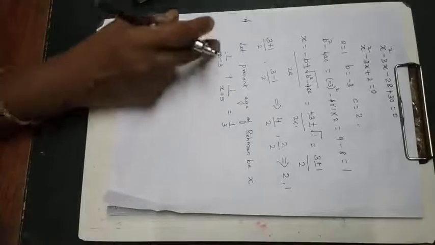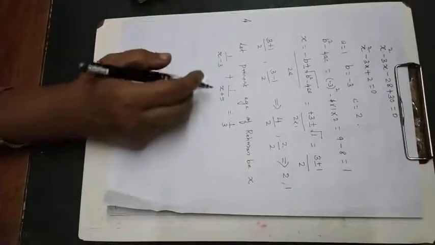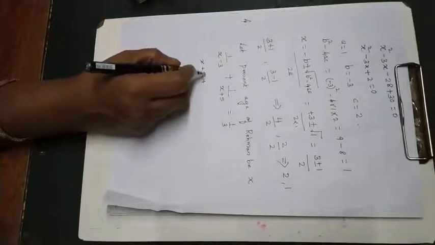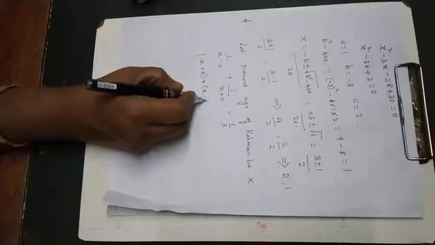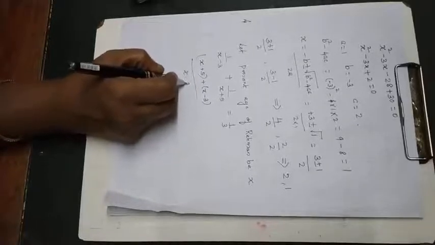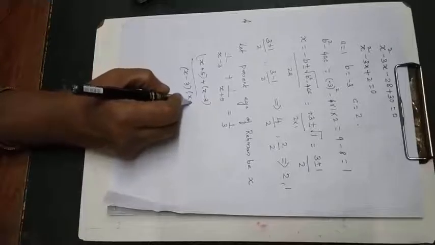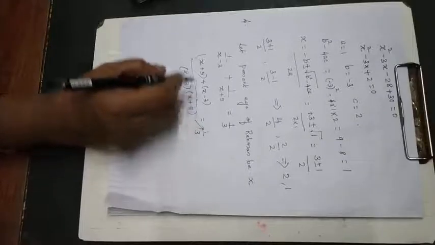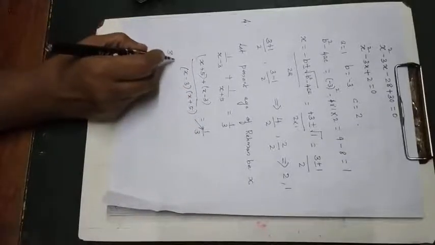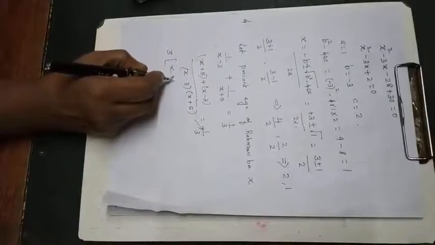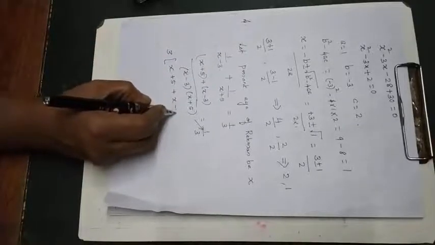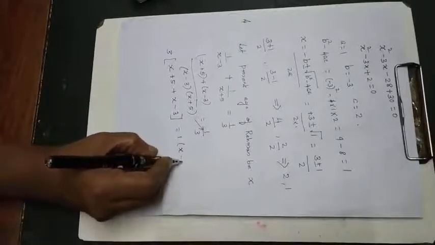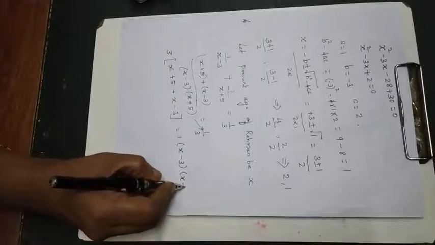Now take the LCM. x minus 3, x plus 5 is the LCM. So x plus 5 plus x minus 3 by x minus 3 into x plus 5 will be equal to 1 by 3. Now cross multiply this one. So you will get 3 into x plus 5 plus x minus 3, that is equal to 1 into x minus 3 into x plus 5.